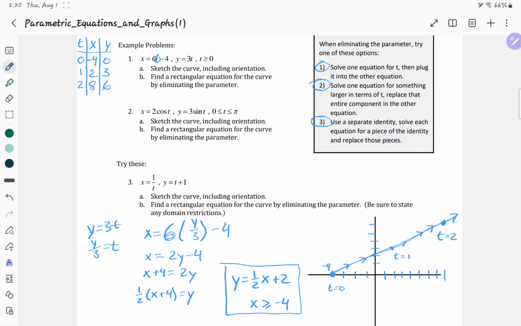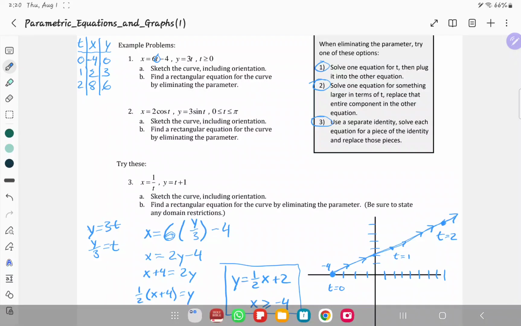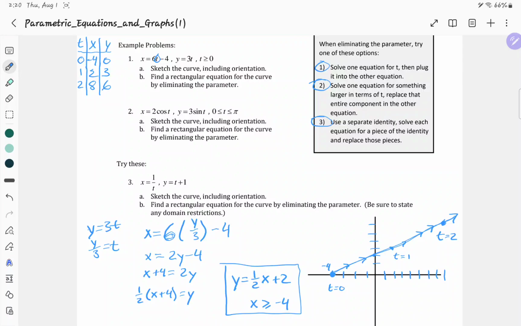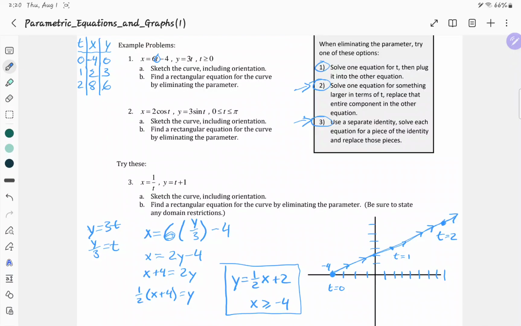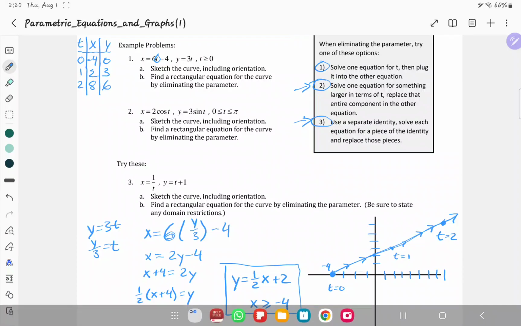If you were trying to use some technology, I'll have a separate video for doing this on the TI-84, that sort of thing. If you want to use Desmos, let me go ahead and talk about that a little bit, and then we'll get to these other two, number 2 and 3, in a separate one. So I'll do those in another video. But before we leave, let's just look at this one. So I got x is 6t minus 4, y is 3t. We'll look at that in Desmos.